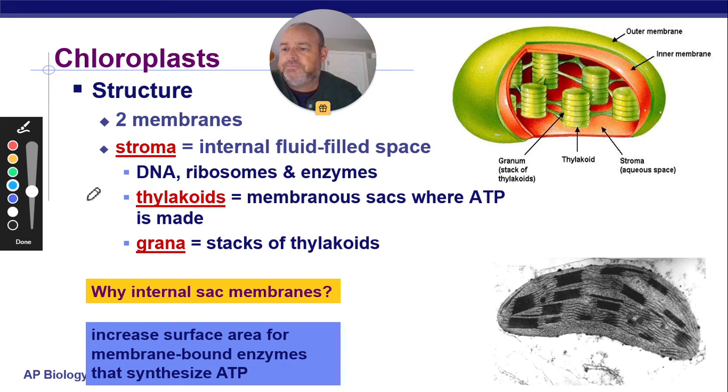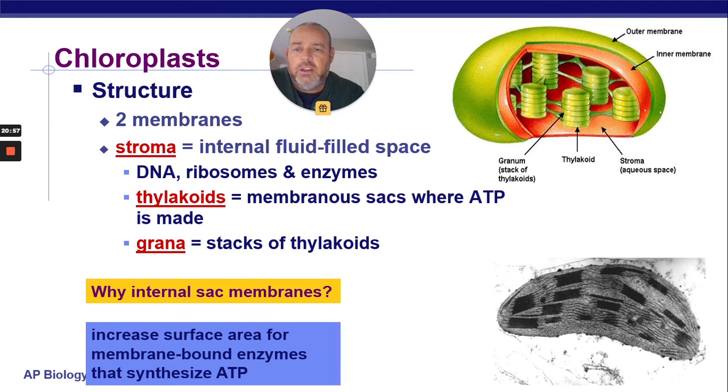Grana is plural. So again, why so many stacks of thylakoids in there? Because they have a lot of membranes, and this is what's going to increase surface area for all the reactions that are going to take place. Surface area on membranes is super important for reactions in a cell.